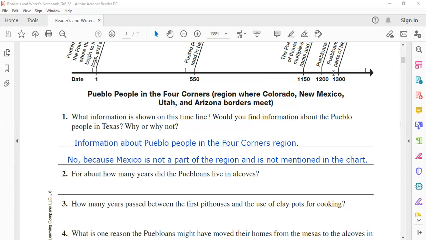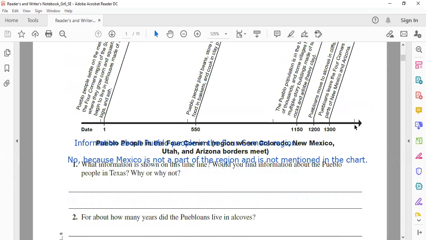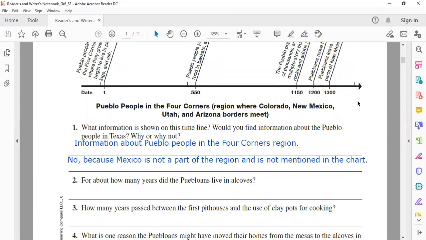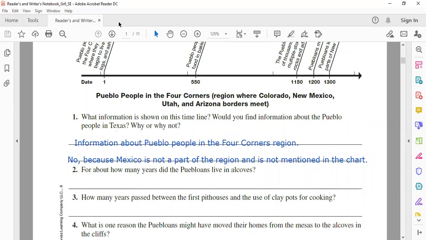How can you count it? By only seeing the graphic organizer right here. You can see it and tell me. They moved to the alcove, and then after 100 years, in 1300, they left that place and went to Mexico and Arizona. So how many years did they stay in the alcoves? 100 years. That's how you extract information, about 100 years.